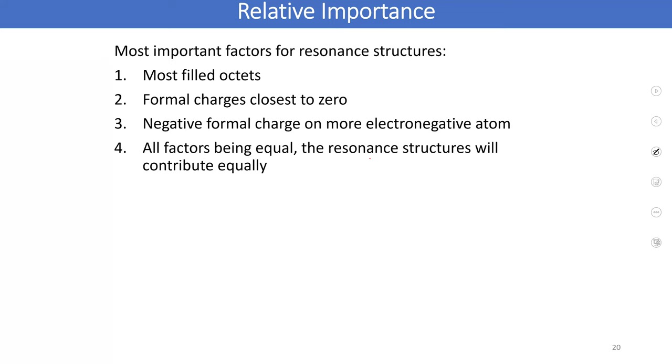Formal charge closest to zero. If you have the same number of formal charges between two, but you can put your negative charge on a more electronegative atom versus a less electronegative atom, putting a negative charge on the more electronegative atom would be more stable, and positive charge on a less electronegative atom, the corollary there, that I didn't explicitly write out. And if all three of these are equal, then your resonance structures are going to be more or less equally significant, which we would call contributing equally. That's our 50-50 mixture.